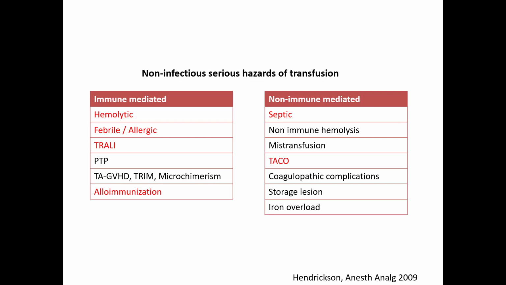Now, outside of those risks, there are also other transfusion-associated hazards, and these can be split into both immune-mediated and non-immune-mediated. And in the red, I have identified the more common reactions, including hemolytic, febrile reactions, TRALI, alloimmunization, and in the non-immune, the more common being septic and transfusion-associated circulatory overload. There are other reactions which tend to be much rarer, but can be meaningful, which includes things like transfusion-associated graft versus host disease, which can be mitigated with irradiation. And in patients who are chronically transfused, they can develop iron overload and significant morbidity related to that.